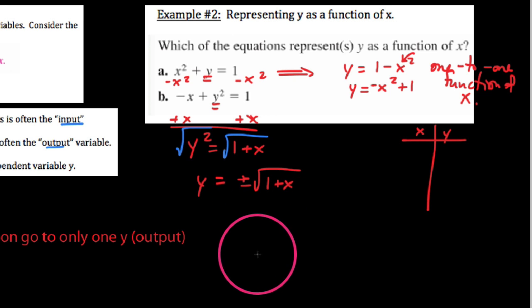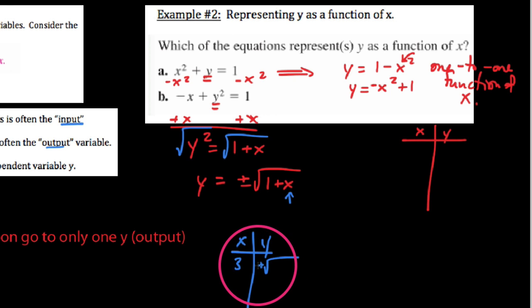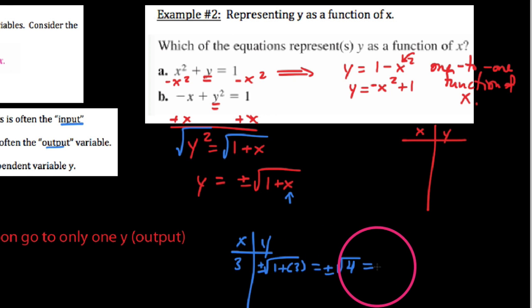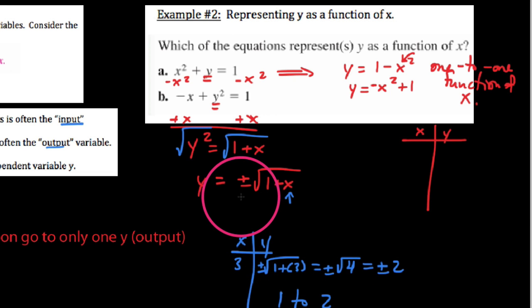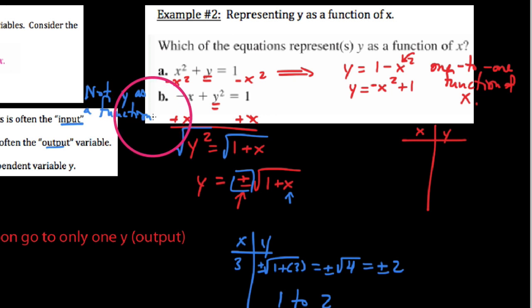One thing I want you to keep in mind here is this, and we could even give an example on a table. Let's say, what would be an easy number to plug in for x so that I could take the square root of this? I could think of maybe 3. If we were to plug in 3 into this expression, we would get plus or minus the square root of 1 plus 3, which is really plus or minus the square root of 4, which is really plus or minus 2. So what you can see here is that if I were to extend this table, 3 goes to positive 2, but 3 also goes to negative 2. And because this is a 1 to 2 situation, in other words, every input is going to go to 2 outputs here, we could say that this is not y as a function of x.